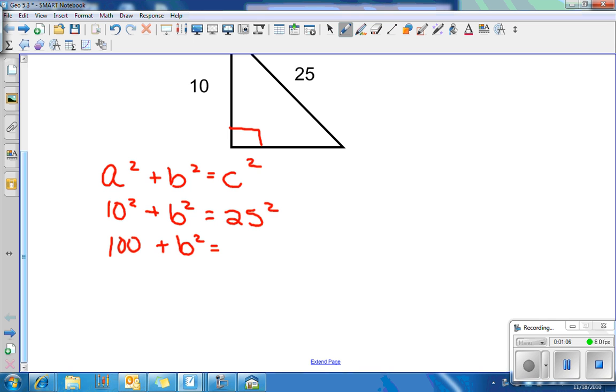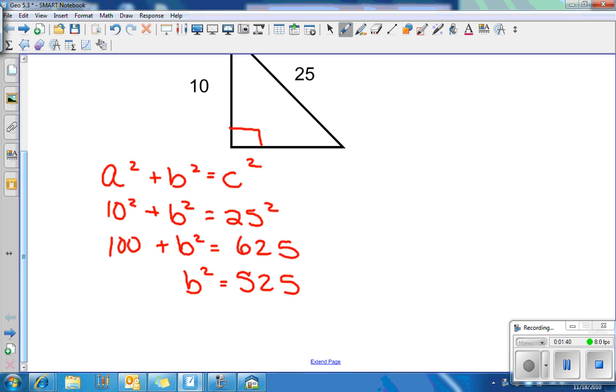Pretty great. What'd you get? So you do get 625. And then you subtract 100 from both sides. And I get 525. And then I want to take the square root, because in order to get rid of a square, you take the square root of that number.